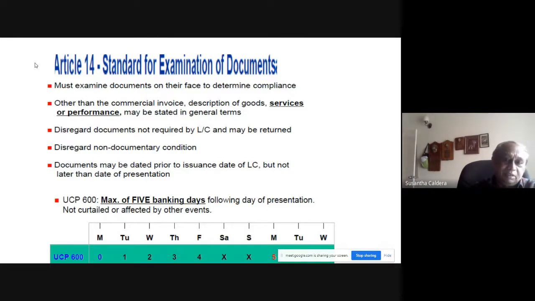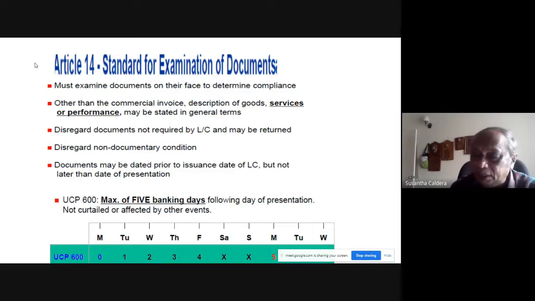Like, there is an inspection certificate, but the LC has not asked for it. Or some confirmation, not asked for in the LC. We can't check those. Against what do we check? We have not asked for those documents. So the best thing is to return it back to the beneficiary. Return it back to the beneficiary. Right? Don't take it otherwise.